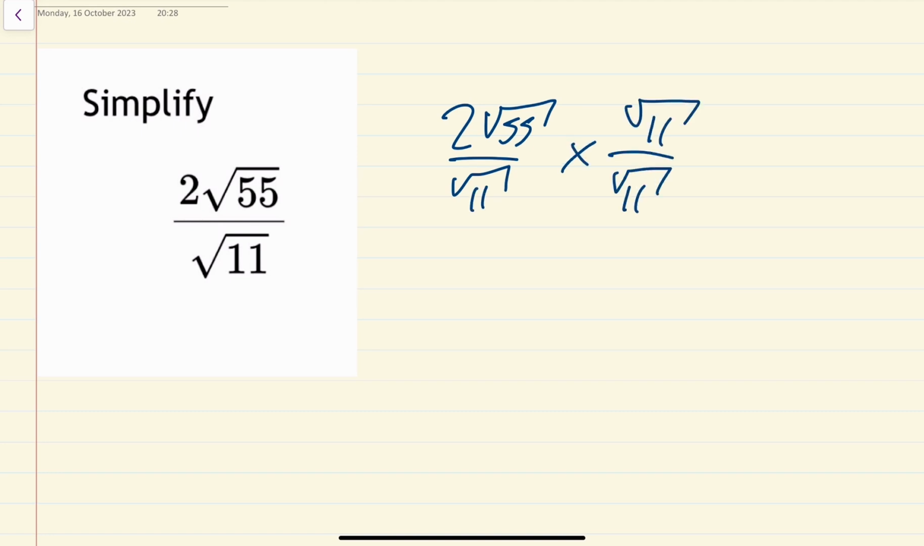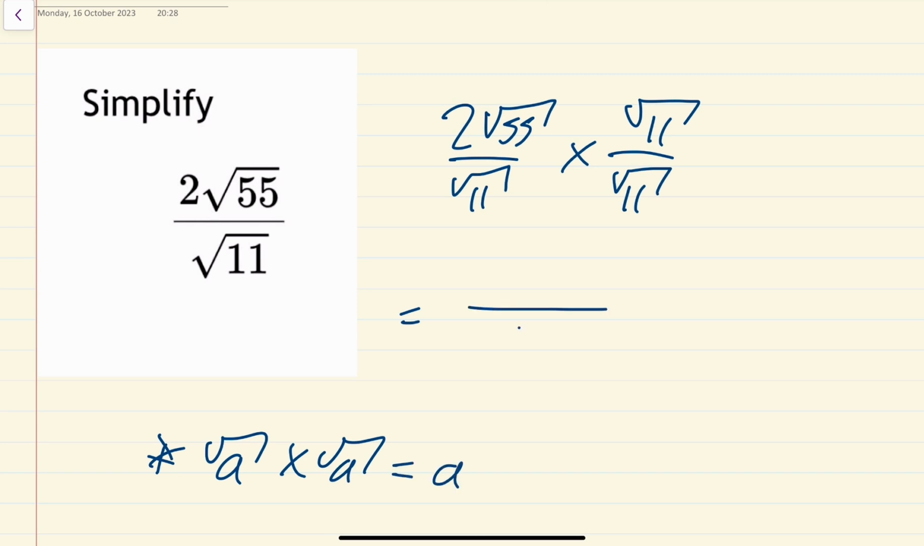Now, if you do that, first of all, if you have root of a times root of a, where a is any number, then root of a times root of a just gives you a. So in the bottom line, it just becomes 11. Now the top line, it's going to become 2 root 55, root 55 times root 11.